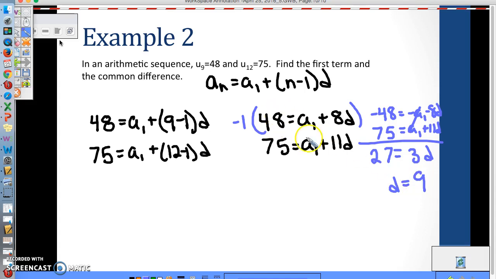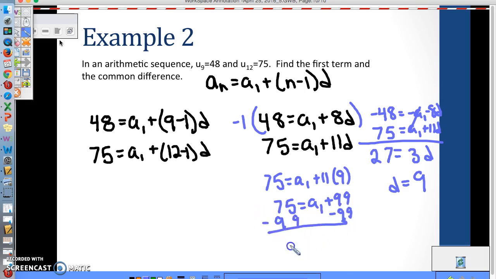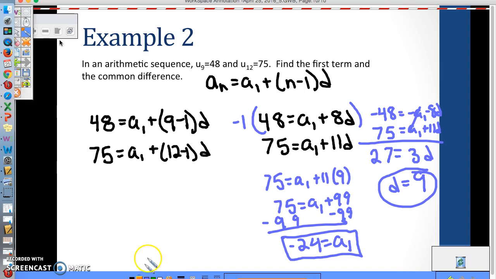And let's see, now we need to find our first term. Well, we know 75 equals a sub 1 plus 11 times 9. So 75 equals a sub 1 plus 99. So negative 24 equals a sub 1. And I would double check these, and I would plug this in. Does 48 equal negative 24 plus 9 minus 1 times 9?